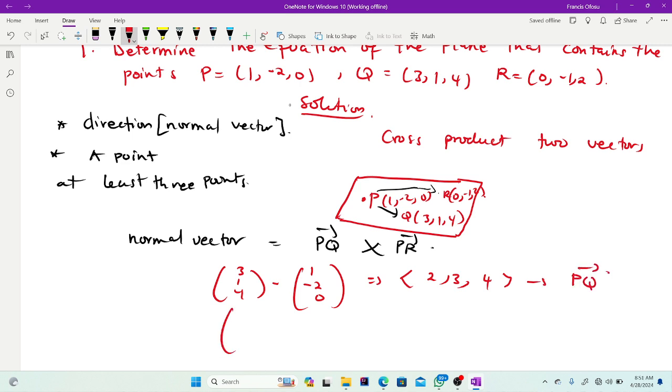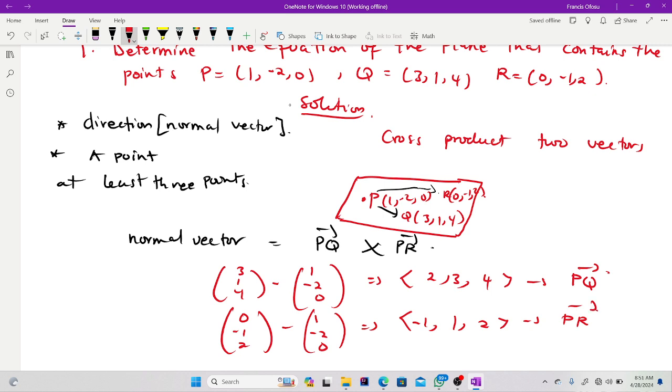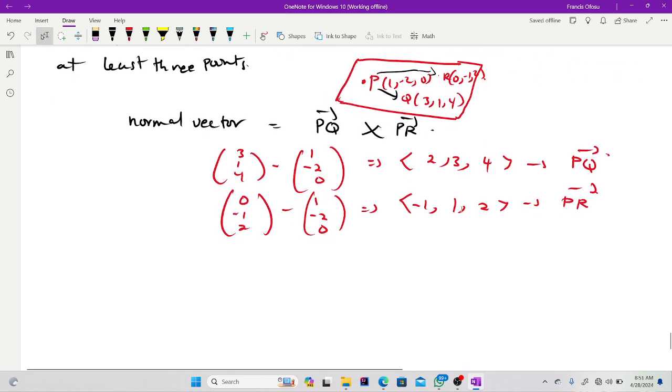Then I need PR. For PR, I need R, which is (0, -1, 2), minus my P, which is (1, -2, 0). This gives me 0 minus 1, negative 1; negative 1 minus minus 2, that is negative 1 plus 2, giving me 1; 2 minus 0, giving me 2. This is giving me PR. So once I have this, I can move ahead to find the cross product of PQ and PR.